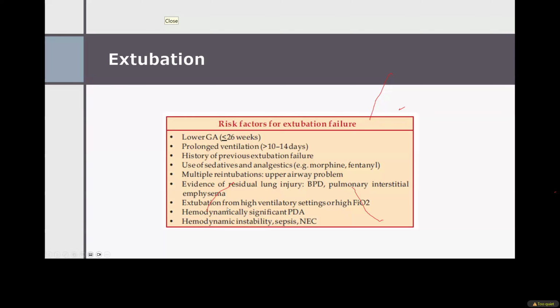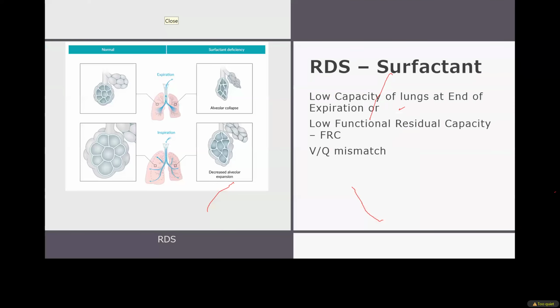And extubation from high frequency or high ventilated settings or high FiO2 is usually not recommended. You want the FiO2 to be about at least 30% or less before you start thinking of extubation. And of course, we've got the other complications like PDA, NEC, and all that, then you would not extubate. But in all other situations, if it's only lung disease or RDS, the aim is to get the baby to surfactant, create good functional residual capacity, decrease VQ mismatch. And as soon as the baby's respiratory drive is good, extubate the baby after giving caffeine.